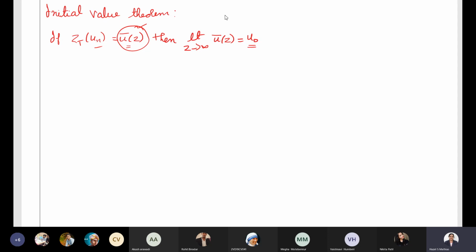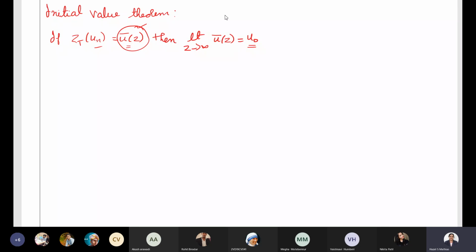This is what the initial value theorem says. Now I would like to derive it. You need not study the derivation, but we require the formulas, or how we derive them, to solve some of the problems. You need not remember how to prove it.